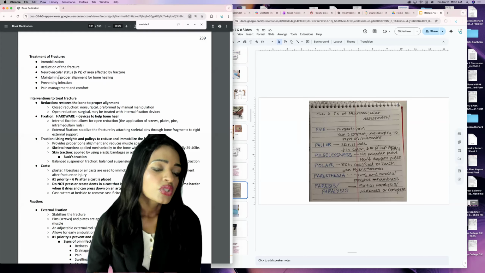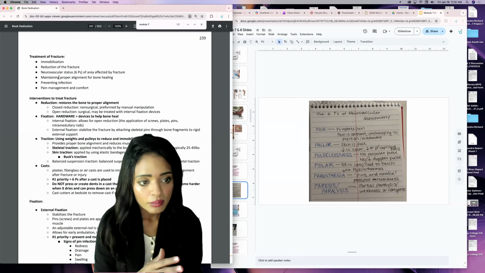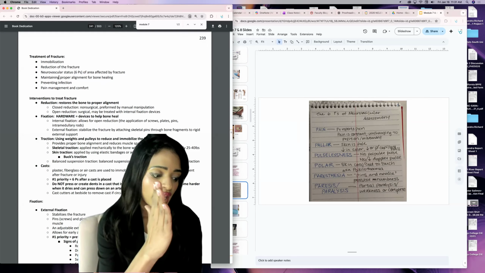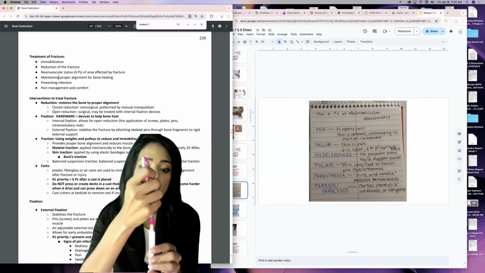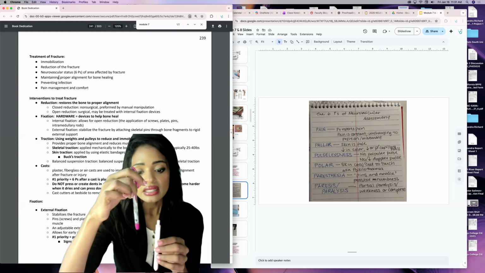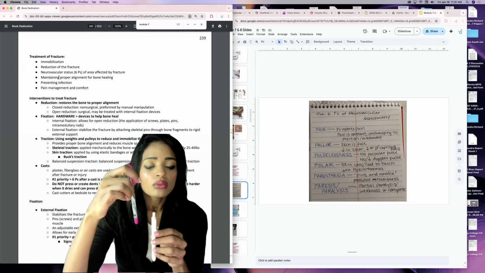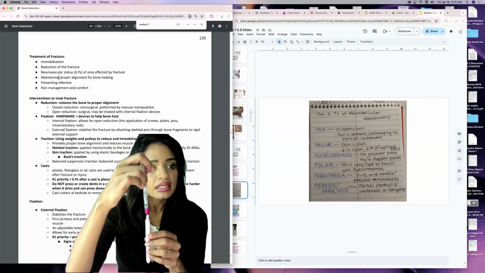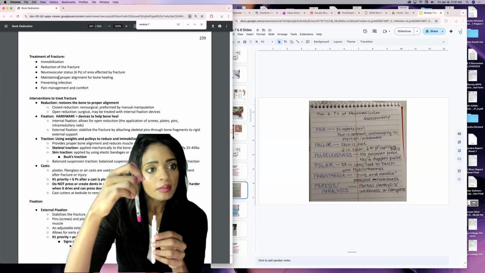Okay. Also, maintaining the proper alignment for bone healing. So once we've aligned the bones back in place, which we call reducing the fracture, kind of like if these two pins were part of one bone and the bone is now broken, we have a break in the continuity of the bone, that is called a fracture. Reducing the fracture would be putting it back into place, right? But sometimes that's not enough, because, okay, what's going to make it not go back apart again?